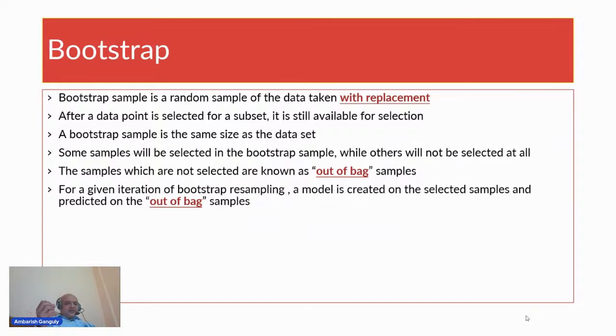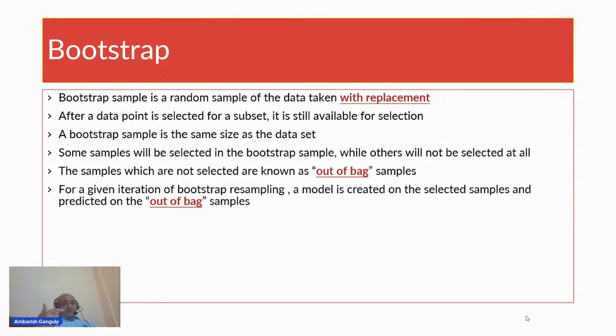Another thing that is there is called a bootstrap sample. So what is a bootstrap sample? This is another very interesting concept, and I'll keep on revisiting this. It is a random sample of the data with replacement. That means I have got the whole data, I'll take a sample of the data, but in the bootstrap sample, after a data point is selected for a subset, it is still available for selection.